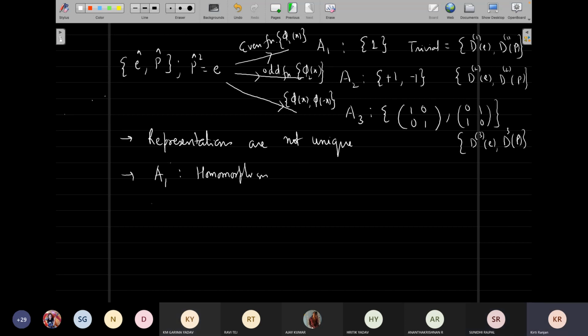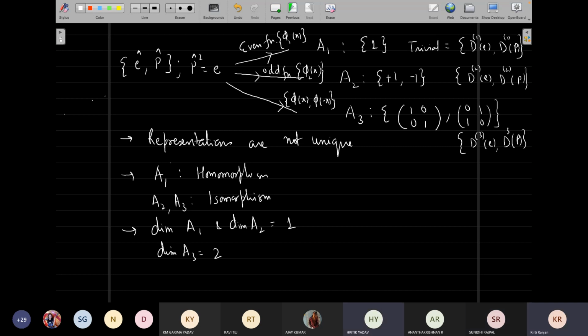Very good. What about A2 and A3? Isomorphism. Both of them are isomorphism. That just means that, of course, group homomorphism is there, but the mapping is also bijective. Let's do something else: dimensions. What about the dimension of A1 and dimension of A2? That is 1. What about the dimension of A3? 2.